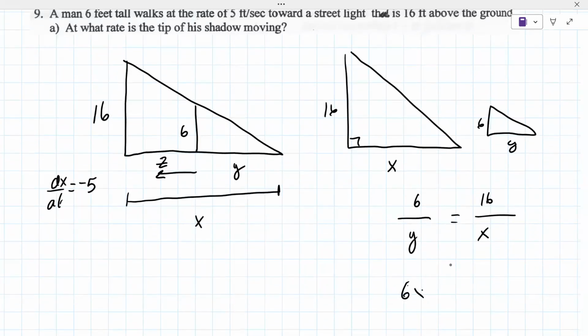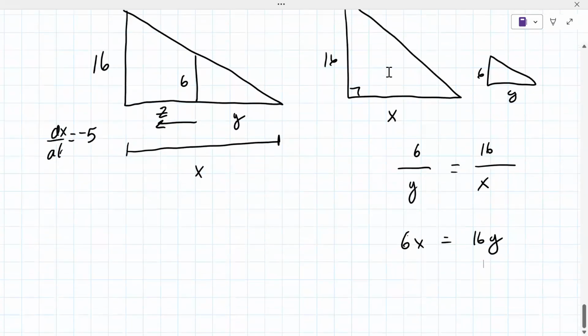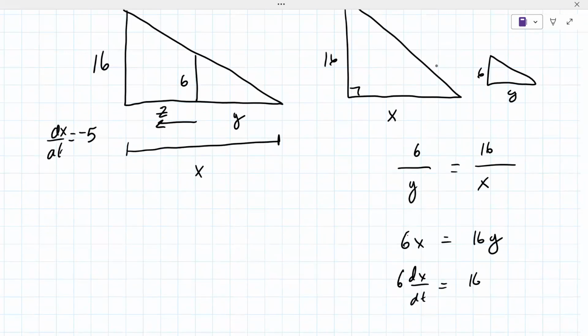or I'm sorry, if you just cross multiply like we were talking about, you can take a derivative of both sides. It's 6 dx/dt equals 16 dy/dt.